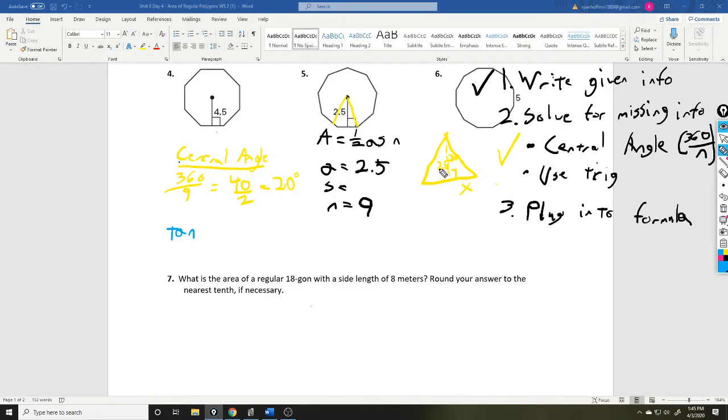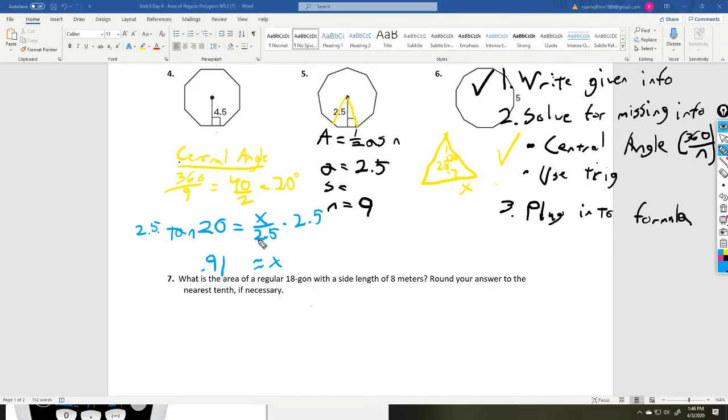Because we know adjacent, we're trying to find opposite of the angle. Tangent of the angle equals opposite, which is x, over adjacent, which is 2.5. Here's your answer you should get. It's around 0.91. But that's not the side length.